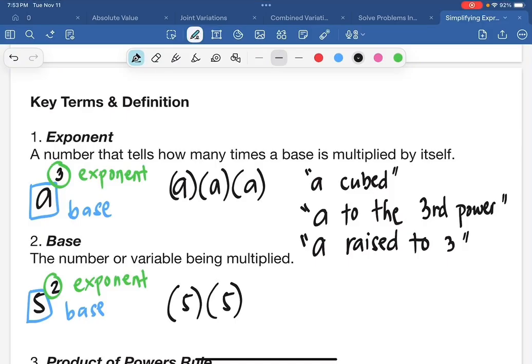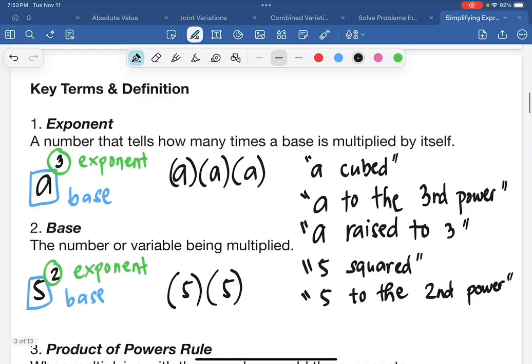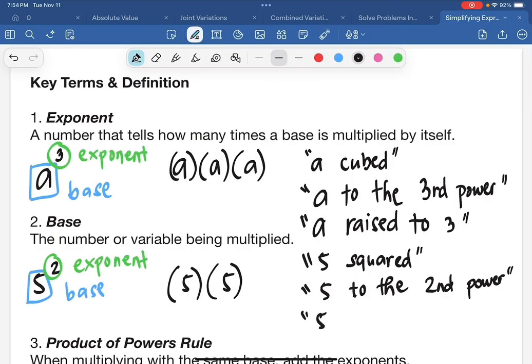For example, here we have 5 squared. Just like what I said just now, we have 5 squared. Same thing with the one above, 5 to the second power. Again, this is the rank instead of saying 5 to the power of 2. And the last one would be 5 raised to 2.